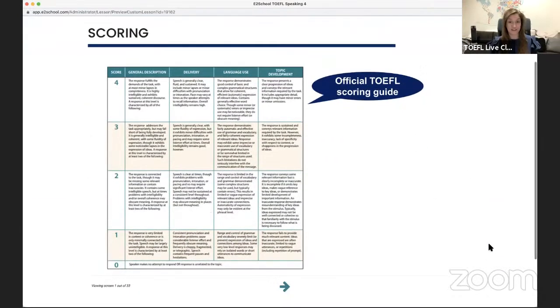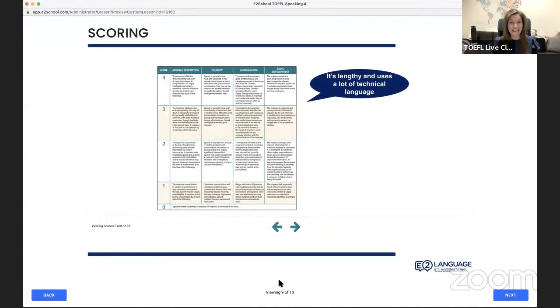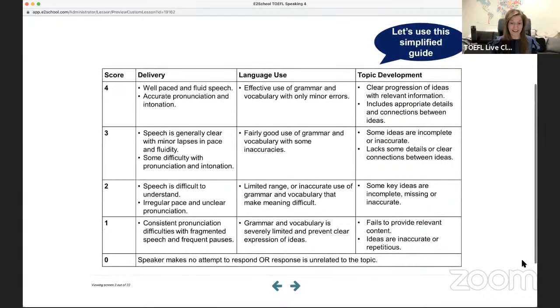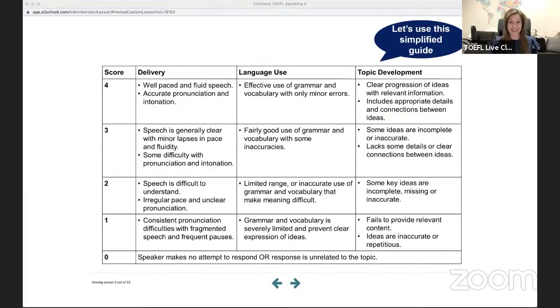So this is the official TOEFL scoring guide. You've probably seen it. If not, go over to the official TOEFL site and download it. It's a good guide, but I find it very lengthy. It uses lots of technical language, and sometimes it's just over my head. It's hard to understand. So we created a simplified guide. Feel free to take a screenshot of this. It just makes it a little easier for me, anyway, to really comprehend.